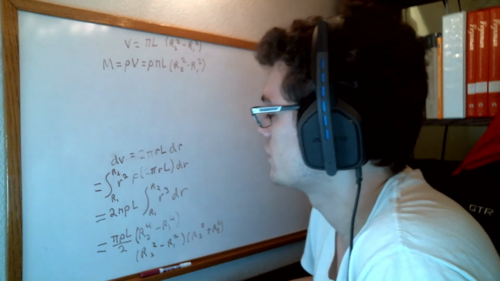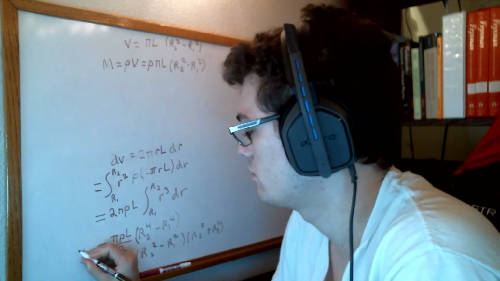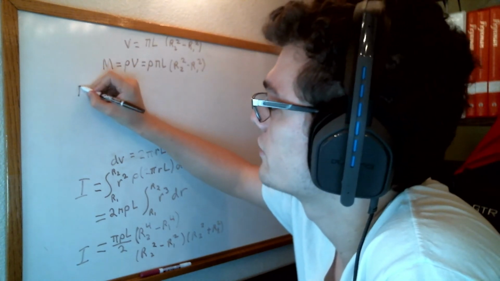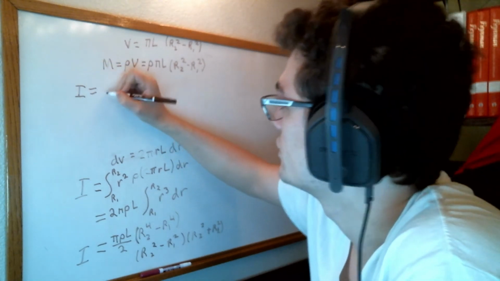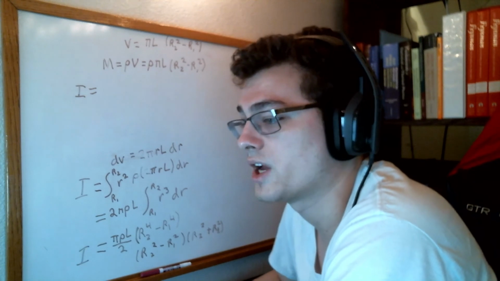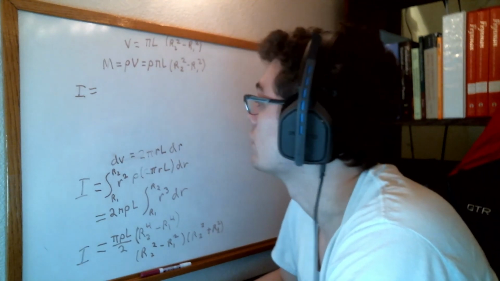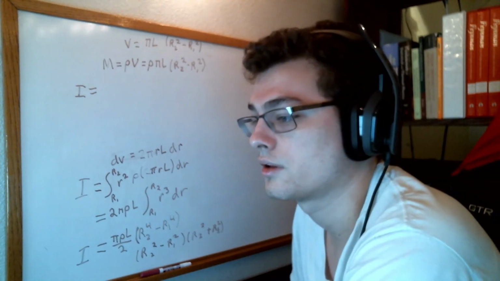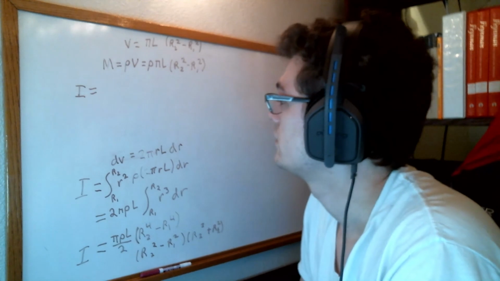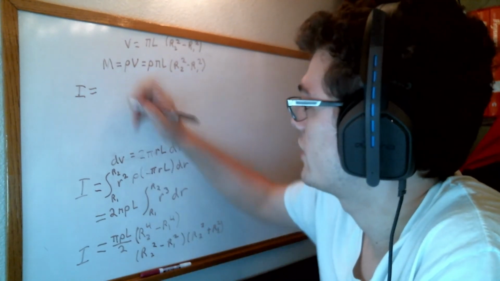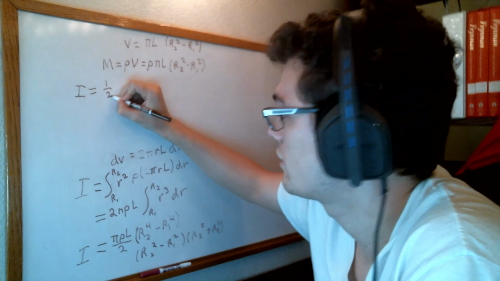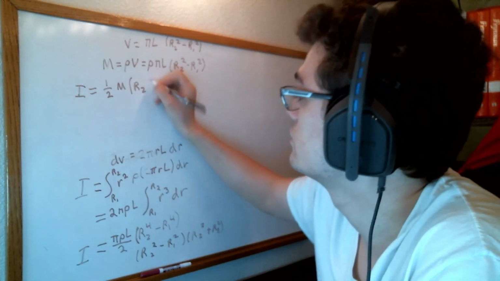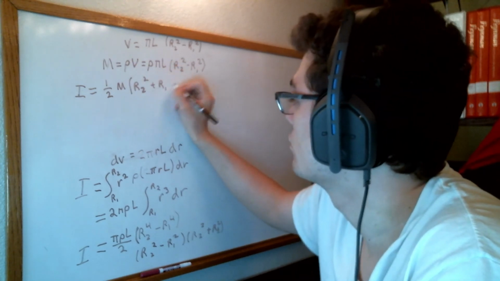And so then we can start to rewrite our moment of inertia I in terms of our total mass and volume. From here we can put in what our mass is going to be, or what our volume is going to be, and so we can factor that guy out. And so then we have that this is going to be 1/2 M times R2 squared plus R1 squared.